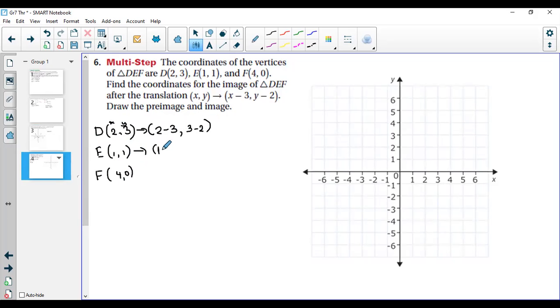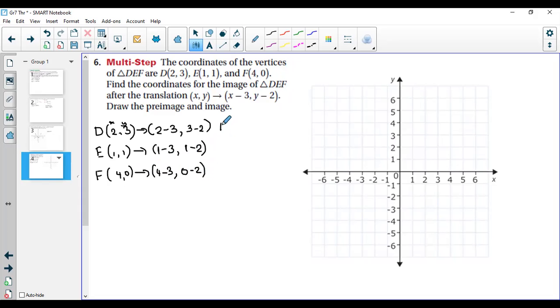Similarly, from value of x, I will minus 3. Why am I subtracting 3? Because the rule says so. So 1 minus 2. I did 1 minus 2 also because the rule says so. So from value of y, I will subtract 2. Similarly, it is going to be 4 minus 3, 0 minus 2.